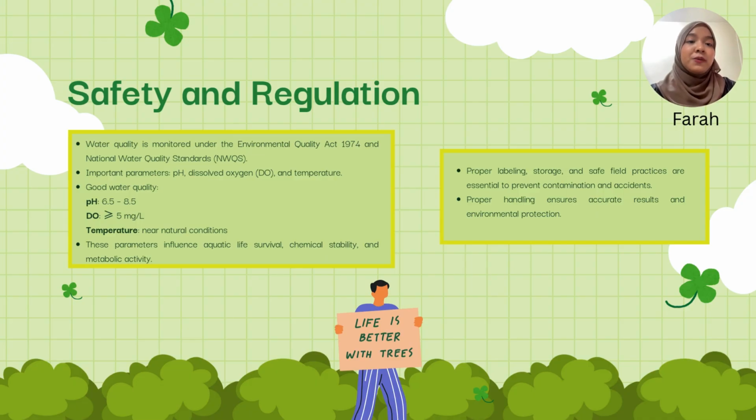Next, these parameters influence aquatic life survival, chemical stability, and metabolic activity. Number 5, proper labeling, storage, and safe field practice are essential to prevent contamination and accidents. Lastly, proper handling ensures accurate results and environmental protection.